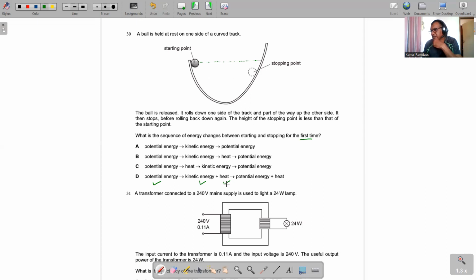What? Kinetic energy plus heat gives potential energy.